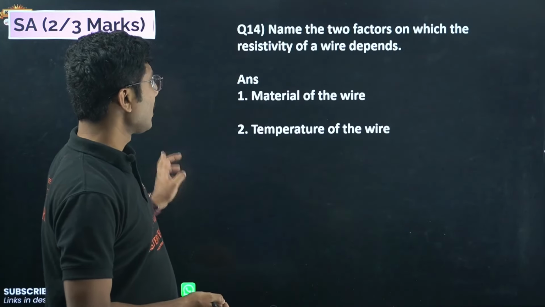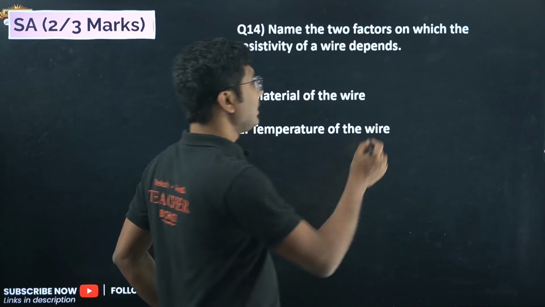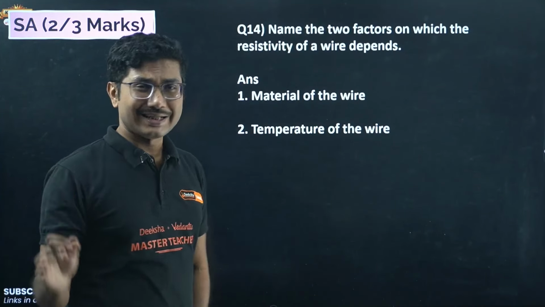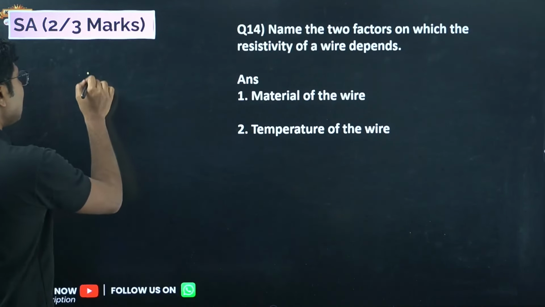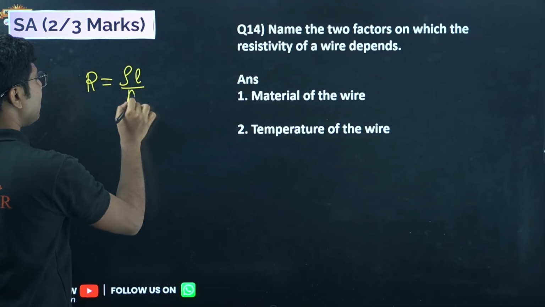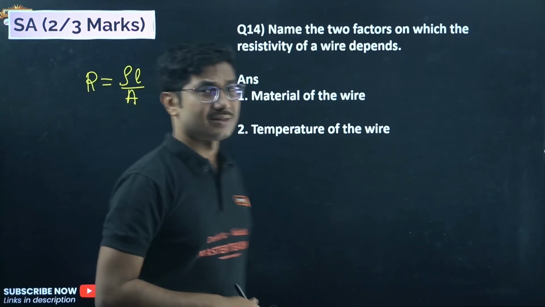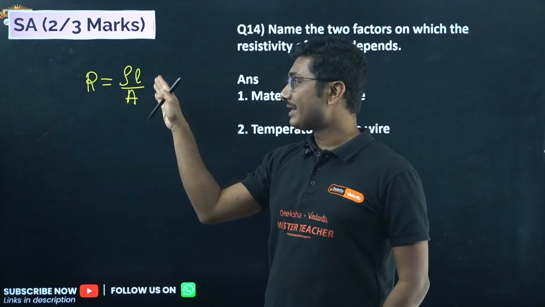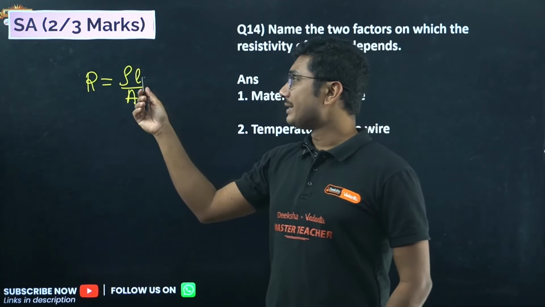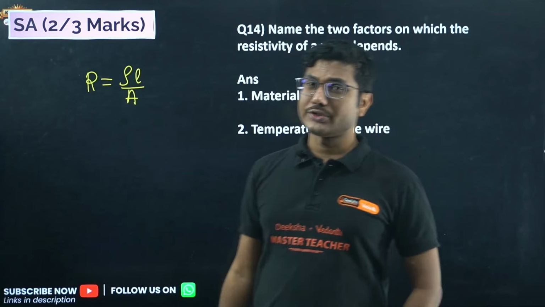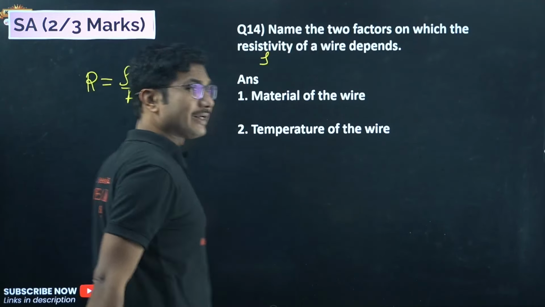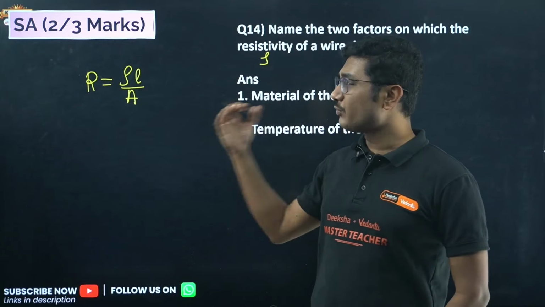First of all, resistivity is not the same as resistance. Resistance is given by R equals rho L by A. So if the same question is asked about resistance, you should mention directly proportional to length, inversely proportional to area. But resistivity is a constant, given by the symbol rho. It is not resistance, so be careful.